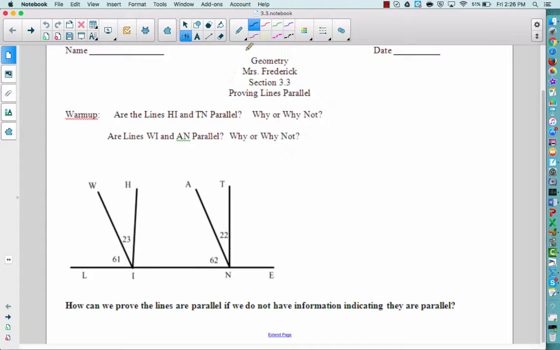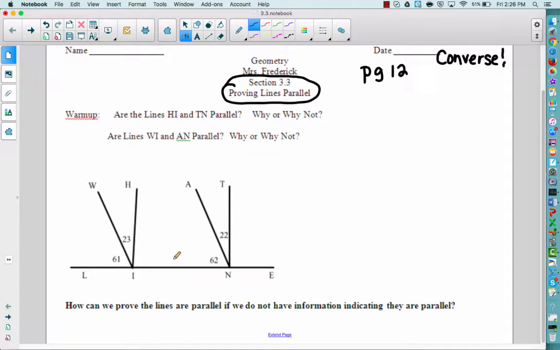Hello, so today we're going to be working in section 3.3, page 12 of your note packet, and we're going to be proving lines parallel. Up until now, we've spent a lot of time practicing what to do with parallel lines and all the different angle relationships that we have. But now we're going to work backwards, kind of like using that converse that we learned about earlier this year, to prove lines are parallel.